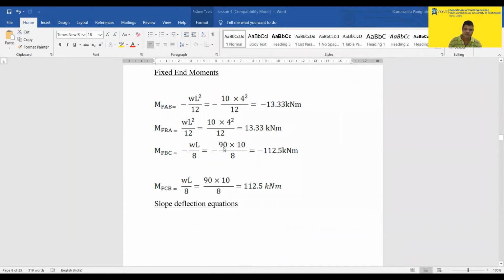You can write down here also that MFCD is equal to MFDC, and that is equal to 0, because there is no load, so there will be no moment. So once you find the fixed end moments, the next step is to find out the slope deflection equation. Let us discuss the slope deflection.